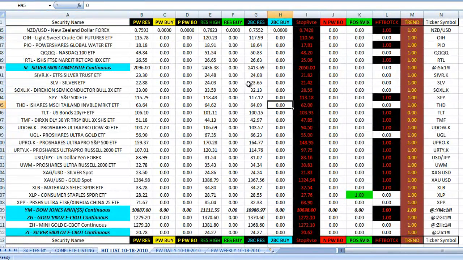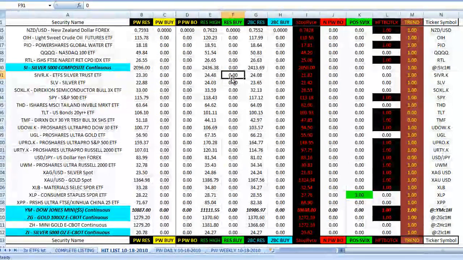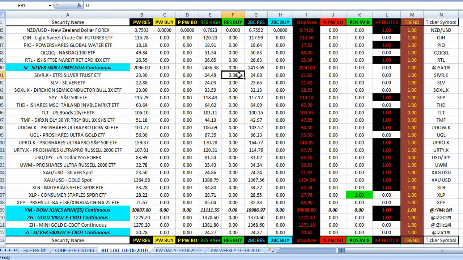The hit list is my little personal favorite of the ones that I watch on a daily basis, that I trade in and out of constantly. The hit list consists of stocks, ETFs, Forex and futures. All right, let's go through these tabs real quick.